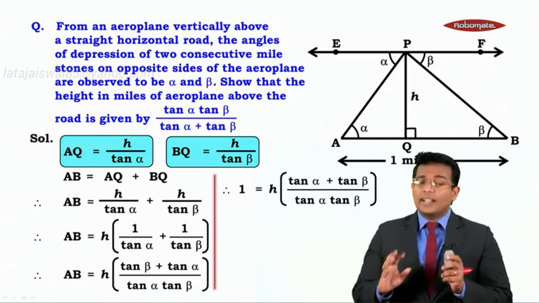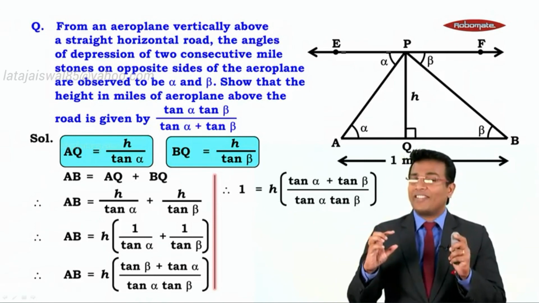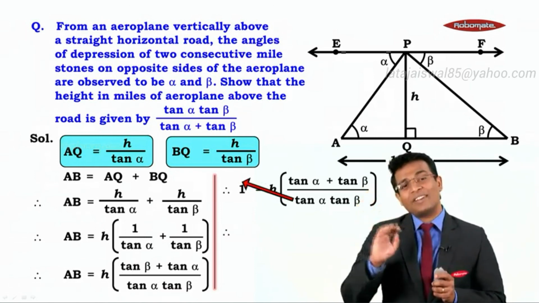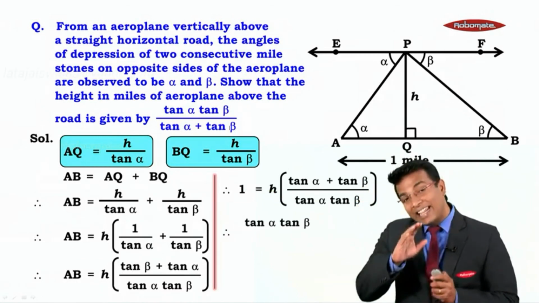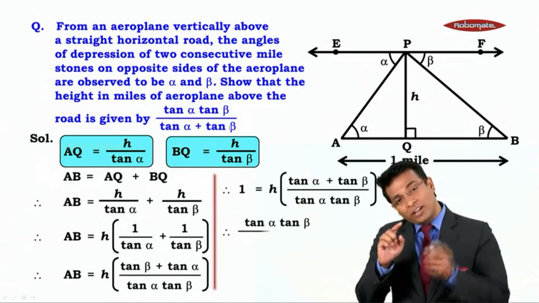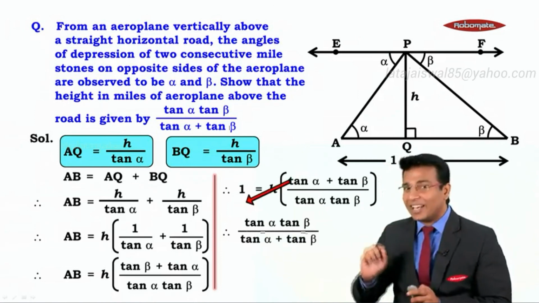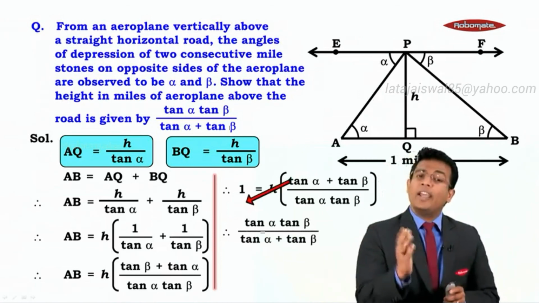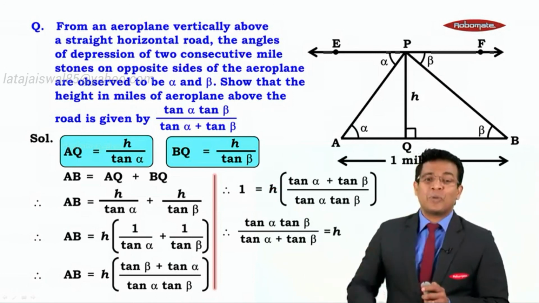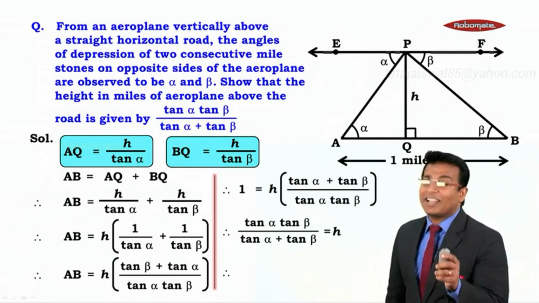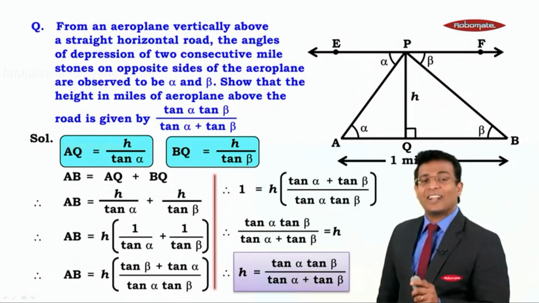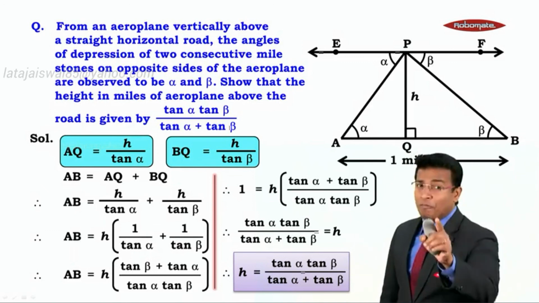It's so easy. That entire denominator, tan alpha into tan beta, would go to the left hand side. So we'll have tan alpha into tan beta in the numerator, and the tan alpha plus tan beta from the bracket would come into the denominator. So we'll have tan alpha plus tan beta in the denominator, and what is there on the right hand side is nothing but H. So now we got that value. Hence we have proved that the value of H is tan alpha into tan beta upon tan alpha plus tan beta. That's the sum, a very important sum.